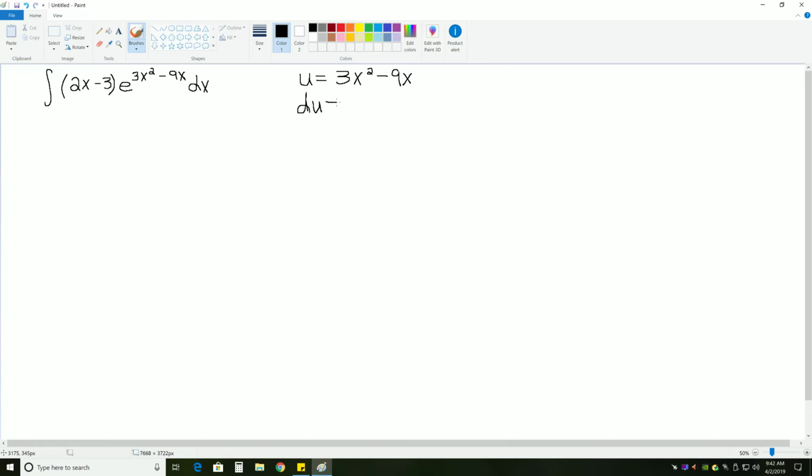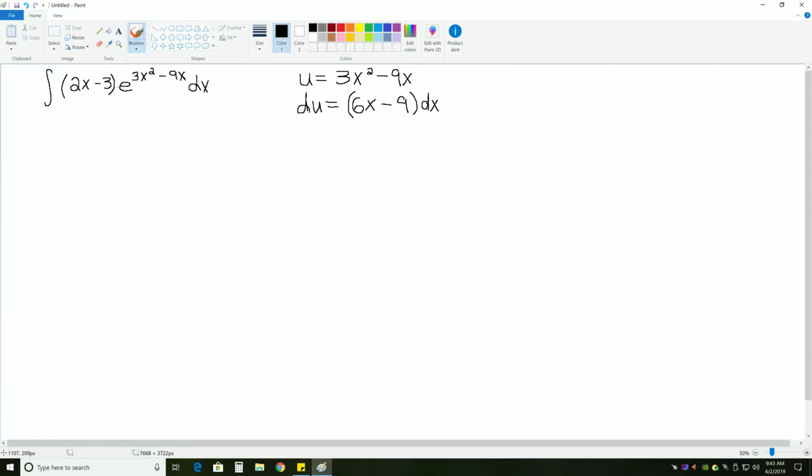which means du, which is the derivative of u times dx, will then be 6x when we multiply our exponent out front and subtract 1 from it. And then the derivative of negative 9x will just be negative 9. So we get du is 6x minus 9 all times dx. And we want these parentheses around it because the entire thing is being multiplied by dx.